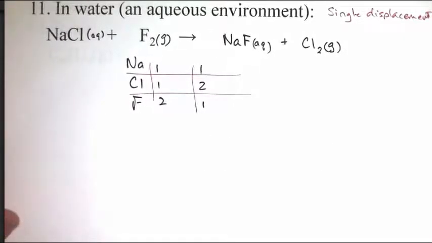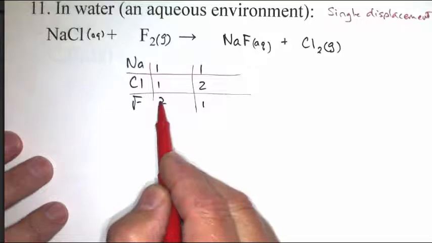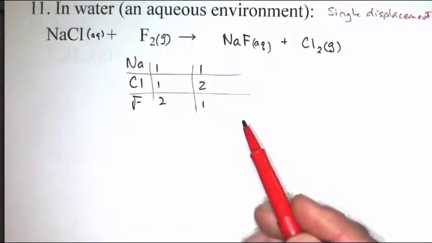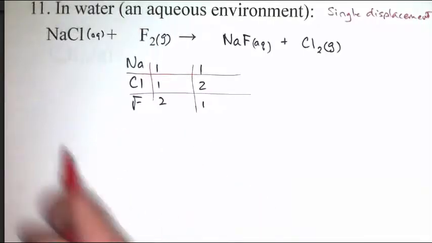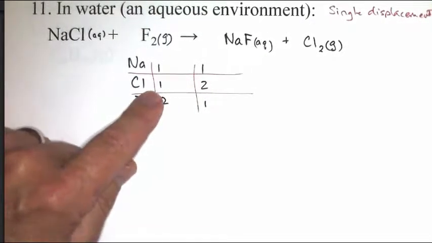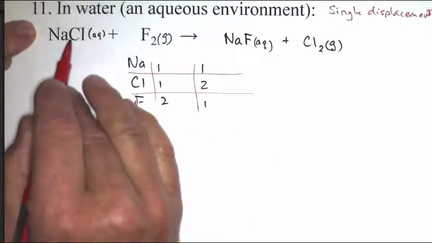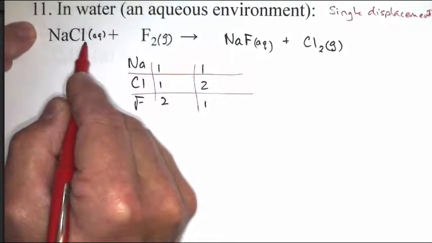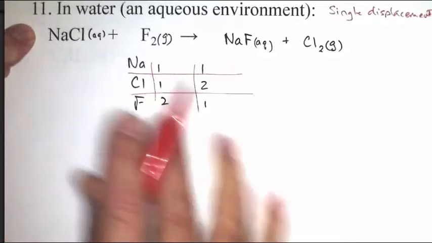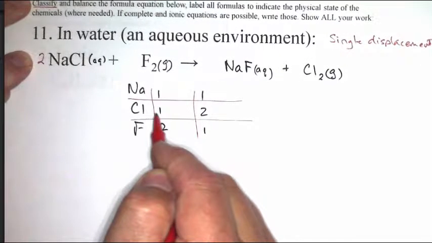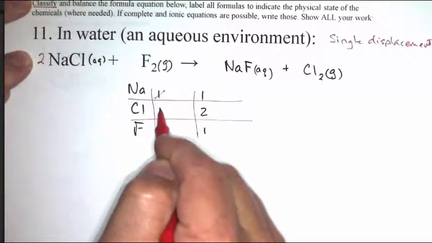So I've written out the initial atom inventory here, and let's go about trying to get it balanced. Let's see. We want to save oxygen for last, there's no oxygen. We want to save hydrogen for next to last, there's no hydrogen. So we can start with anything we want to. I've got 1 chlorine on the left, 2 on the right. I can't change the formula. I can't put a 2 subscript. I must only use coefficients. So I'll put a coefficient here. That changes the count for both sodium and chlorine.